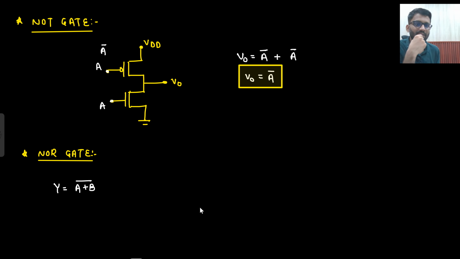Here you can see plus. So in case of NMOS, when will plus come? Plus will come when both are in parallel, and when both are in series, multiply will come. So in case of NMOS, this should be the scene.